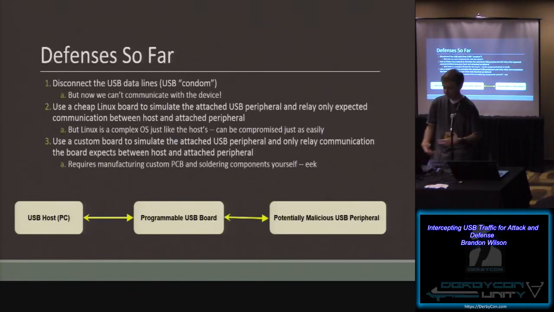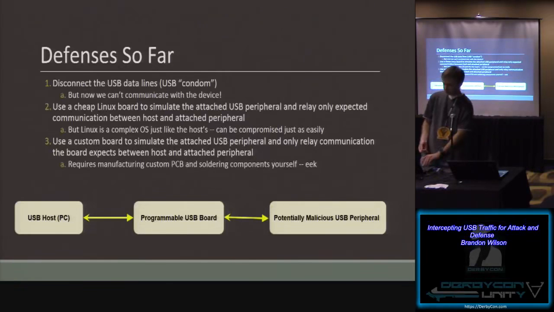You could use a cheap Linux board like the BeagleBone Black, something that can both simulate a USB peripheral and has a USB host controller for attaching other devices. So we could simulate the USB peripheral and only relay the communication we expect between the host and the peripheral. So, if we want to hook up a flash drive and it suddenly starts sending me keyboard key presses, I'm just going to ignore it and not let that make its way back to the PC. The problem with that is Linux is a complex OS with limited low-level access, just like the hosts, so it can be compromised as well, arguably just as easily as Windows or anything else, or a PC.